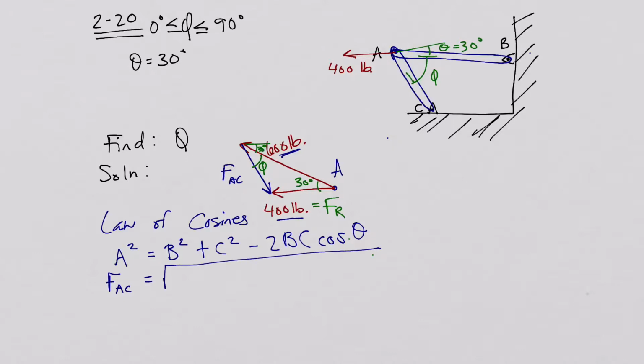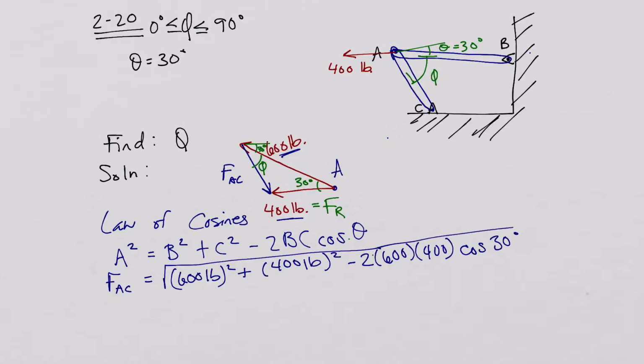It equals B squared, so that'd be 600 pounds squared plus C squared, which is 400 pounds squared, minus 2 times 600 times 400 times that cosine of that angle in between those two, which is 30 degrees. So now I'm going to pause it and grab my calculator, and then we'll have the answer.